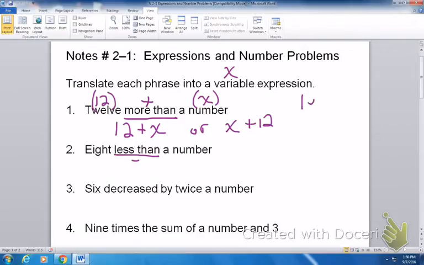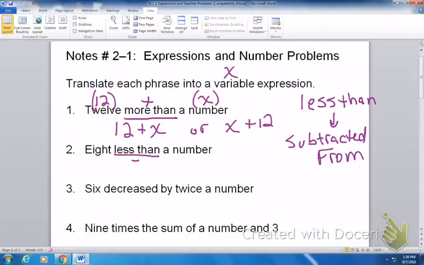In fact, you could even do this. If you're using less than, we can kind of convert that to subtracted from. And it makes more sense if you say that. Like, I have 8 subtracted from a number. That means I'm going to have my number, and I'm going to subtract 8. Now, you have to be really, really careful, because 8 minus x is not the same thing.